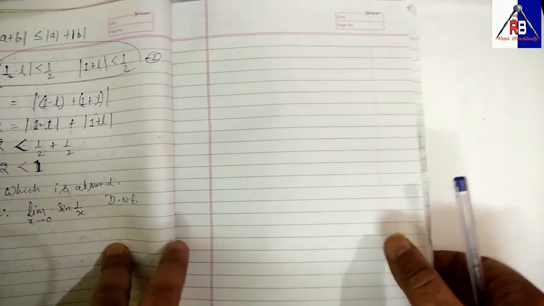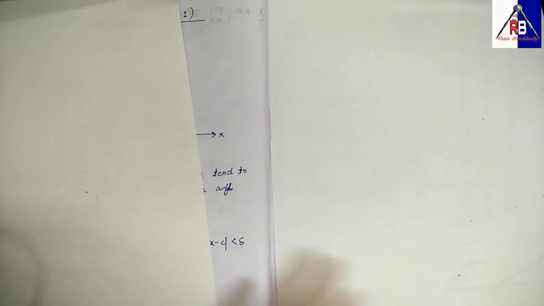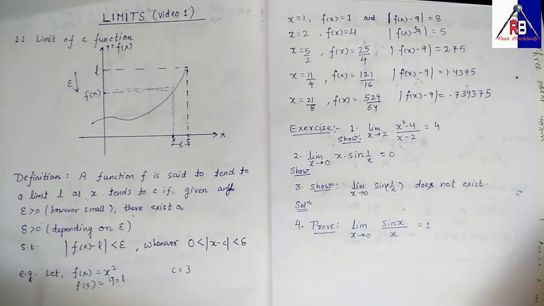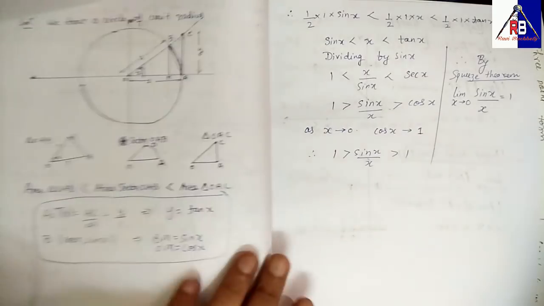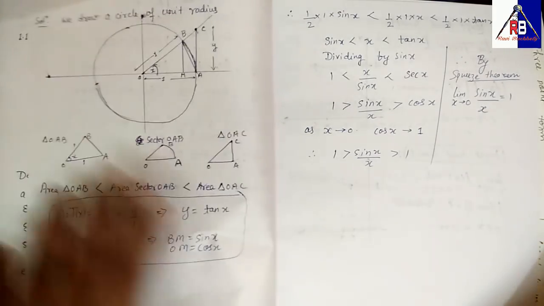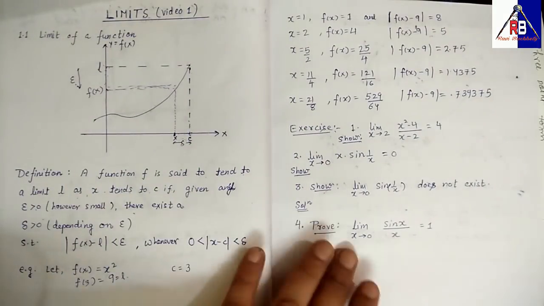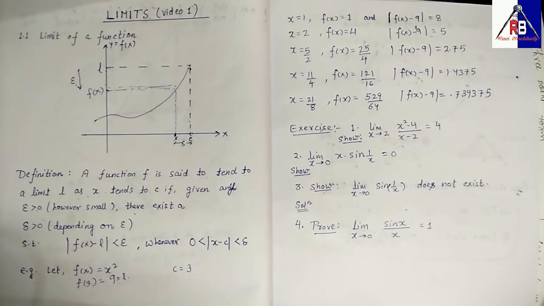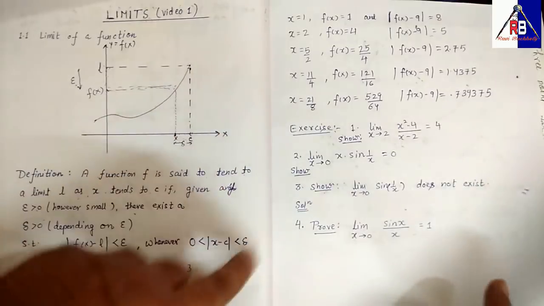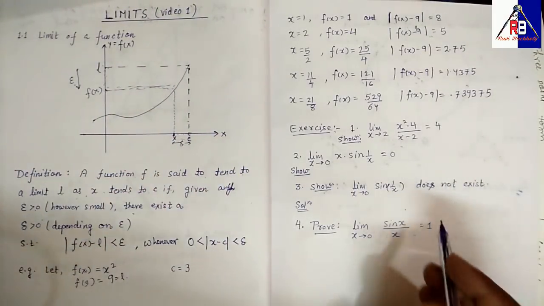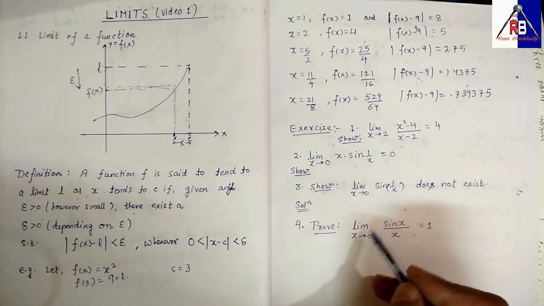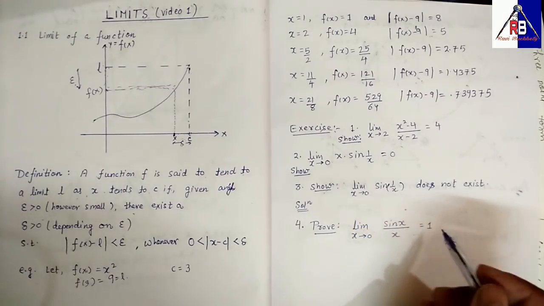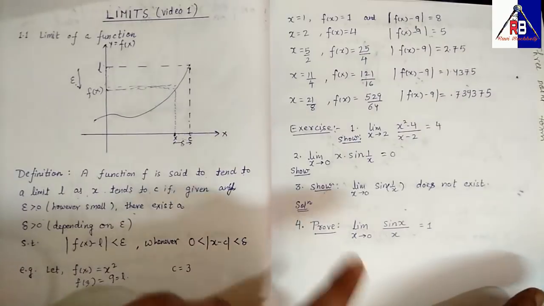Okay, let's do something new in limits. Now the next topic we are going to have is, okay, before it we have another question, I guess. Yes, prove limit x tends to 0, sin x by x is equal to 1. So let us see. You must have studied this identity at your school, that limit x tends to 0, sin x by x is equal to 1. And now we are going to prove it.